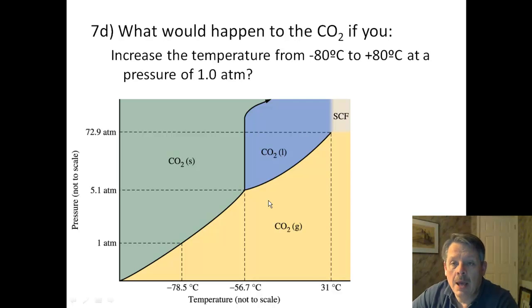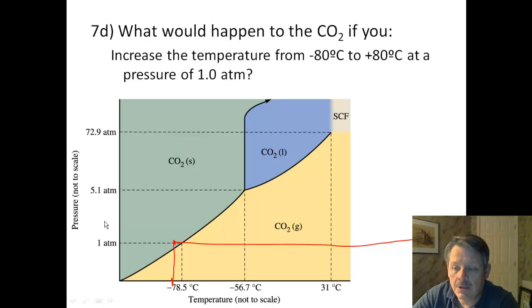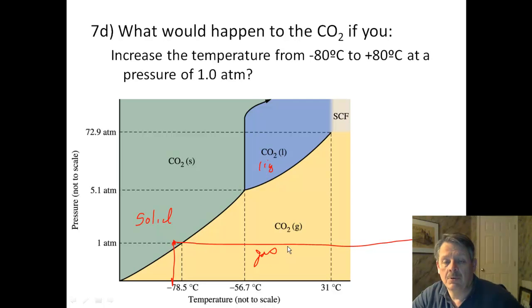And finally, what would happen if I go from negative 80 to positive 80 at 1 atmosphere of pressure? Well, negative 80 is going to be down here, and this is 1 atmosphere of pressure, and I'm going up to positive 80. Well, that's way off the scale. That's way up here, 80. All right, well, what am I doing? I'm going directly from a solid, that's this kind of greenish phase over here. I'm never going through my liquid phase, and I'm going directly to a gaseous phase. So I go directly from a solid to a gas. I never went through the liquid phase. That is called sublimation. And that's what we see typically when we look at carbon dioxide.